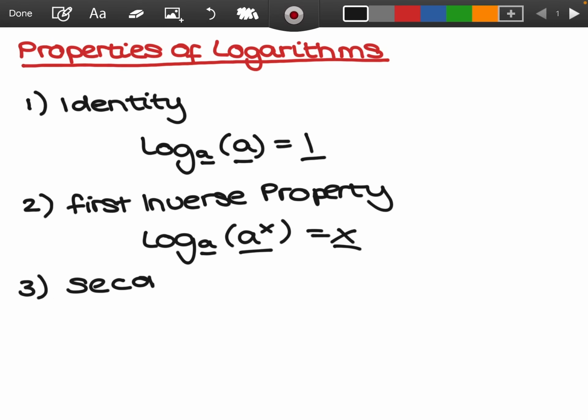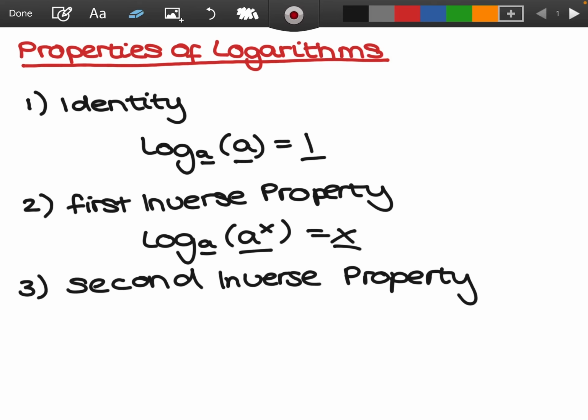Then we have the second inverse property. And this uses the exponential, and we looked at this in a previous video, where I take a base of a and then I take that to the log base a of x power and I get x. Okay. Again, this is because logarithms and exponentials are inverses of one another.